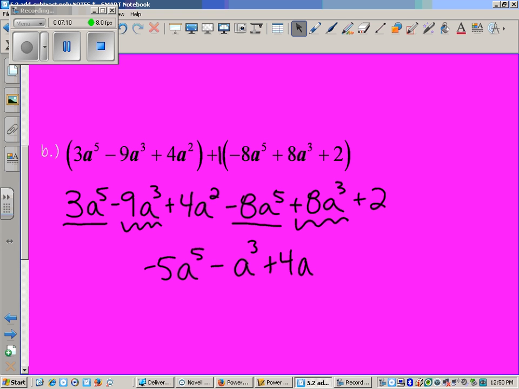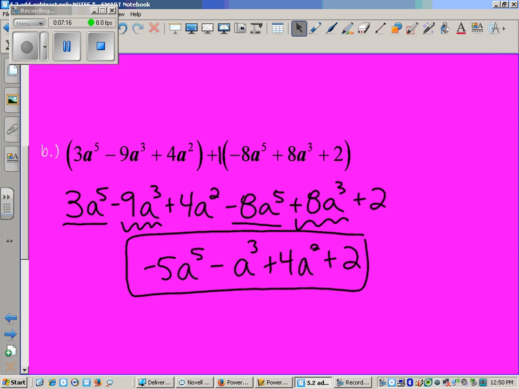My last one, I have a 4a squared, and then a plus 2 by itself. In descending order, this would be my final answer: negative 5a to the 5th minus a cubed plus 4a squared plus 2.